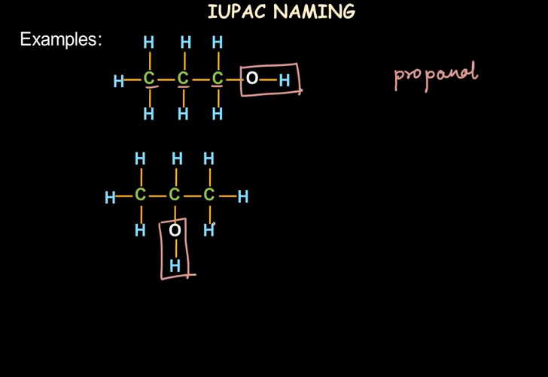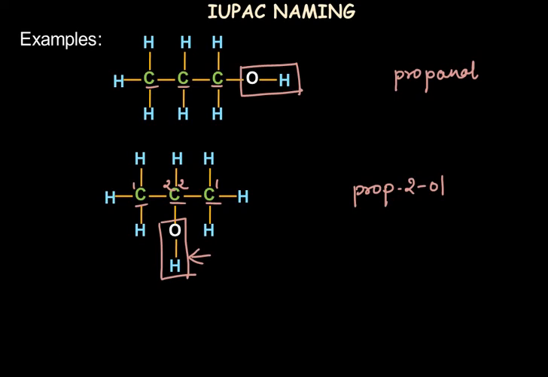Now the next example also carries the longest chain with 3 carbon atoms, but now the position of the alcohol has changed. Number it from this side, the second carbon atom carries the alcohol group. If you number from the other side, then also the second carbon atom carries the alcohol group. So we can name this as prop for 3 carbon atoms and ol on the second position. So propan-2-ol. That's the name of this organic compound.